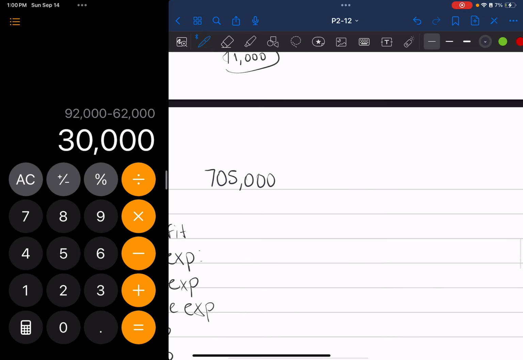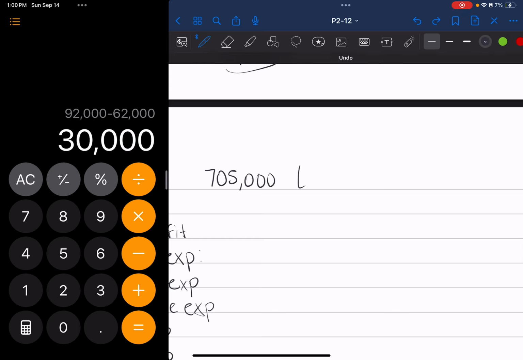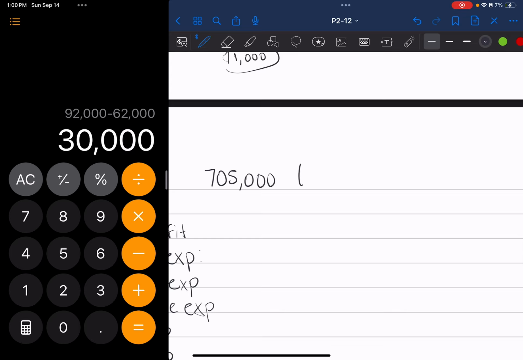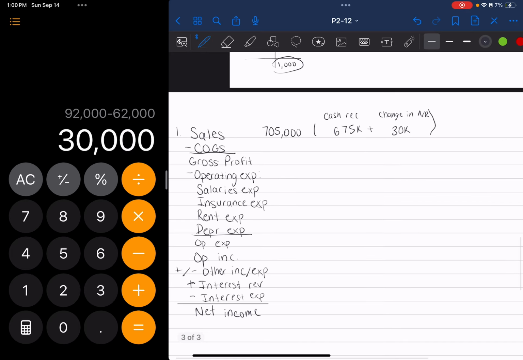So that's basically cash received of 675,000 plus change in AR of 30,000. So that's how we got the 705,000.